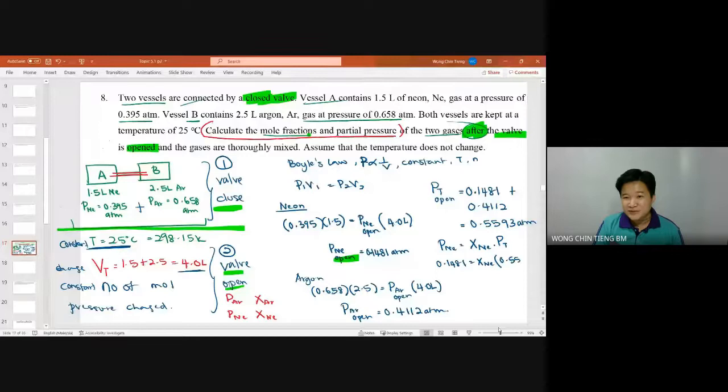Kita tunggu siapa nak buka mic. 0.2647. 0.2647. All right, next question. How can I find the mole fraction of argon? Same question.